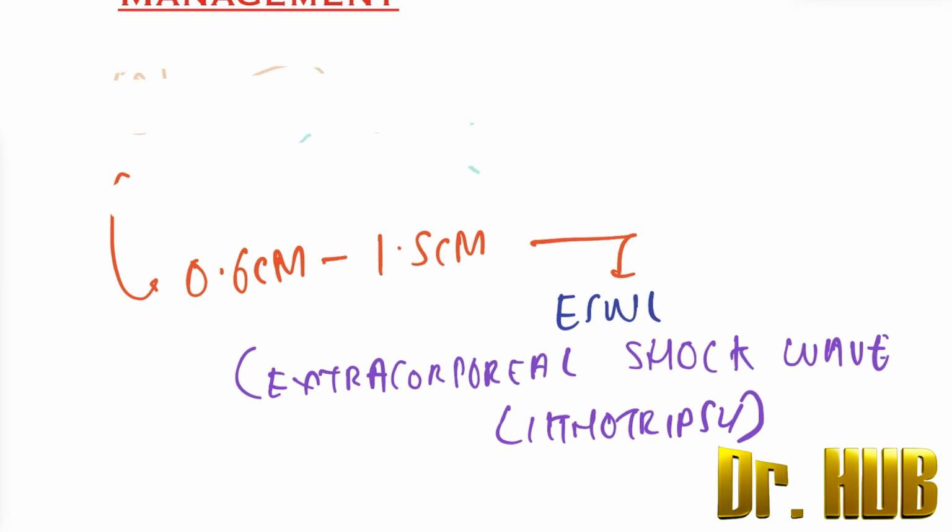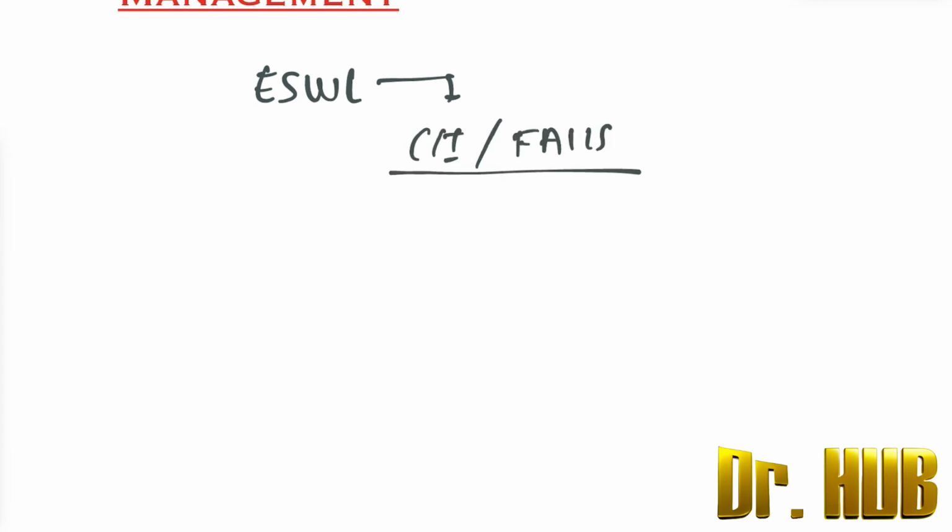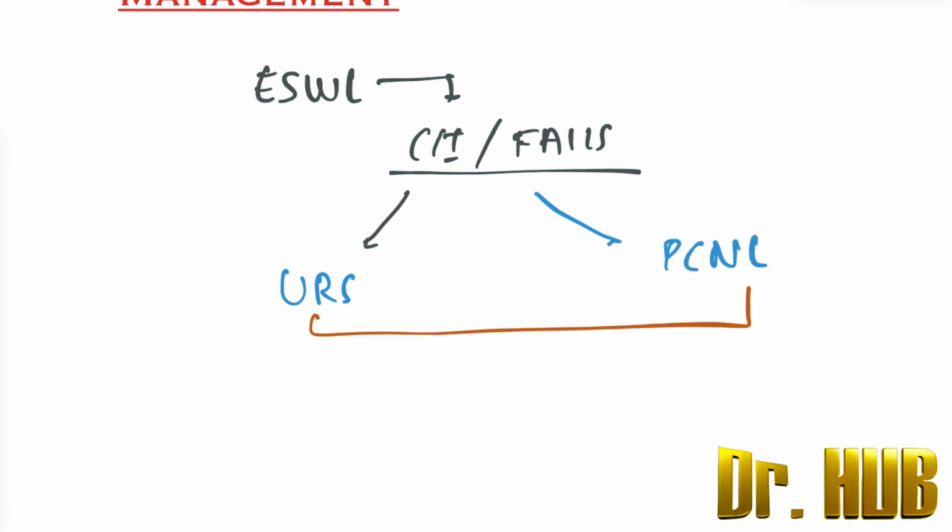Now, moving further, we spoke about the ESWL. In case it is contraindicated or if it fails, then what is the procedure? Next, we move on to the URS. So we can do a URS or the PCNL. If the URS or the PCNL fails, then what is the procedure? In case it fails, then there is the open or laparoscopic.